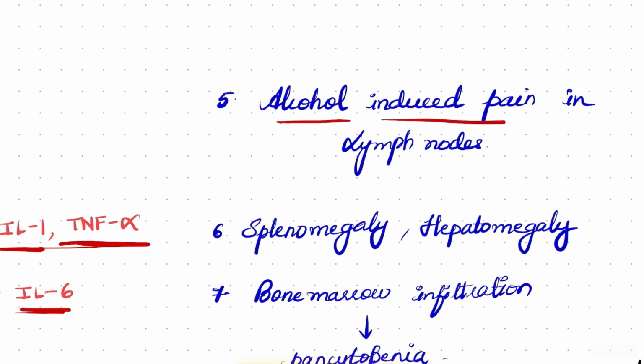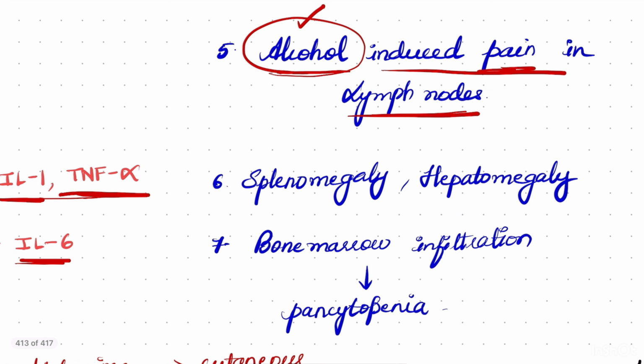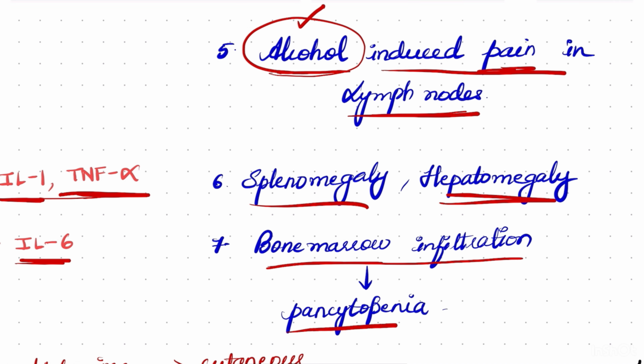There is alcohol-induced pain in the lymph nodes. Whenever the patient consumes alcohol, the pain in the lymph nodes increases. People usually drink alcohol for happiness and also to forget pain, but sadly in Hodgkin's lymphoma, the patient feels pain on drinking alcohol. The reason is unknown. There can be splenomegaly and hepatomegaly in advanced cases, when these neoplastic B cells reach the spleen and liver. Whenever they infiltrate the bone marrow, the neoplastic cells replace the normal myeloid precursors. It will cause pancytopenia.